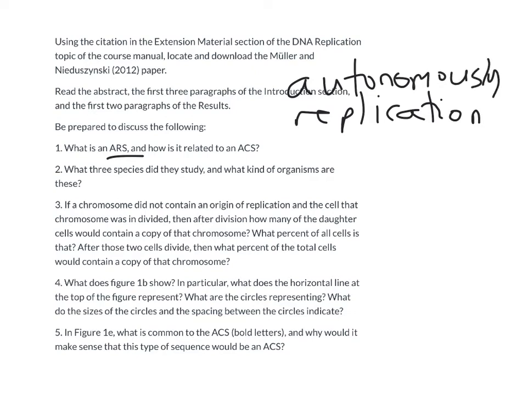Autonomously replicating sequence. That is completely related to the previous slide. They're looking for pieces of chromosome that are able to replicate other pieces of DNA. Autonomously means by themselves. So it's a piece of DNA that by itself can cause chromosomes to be replicated. So basically, ARS equals origin of replication.